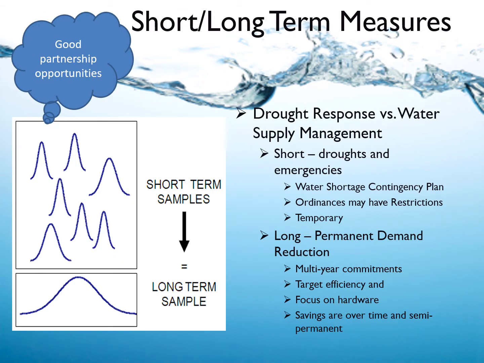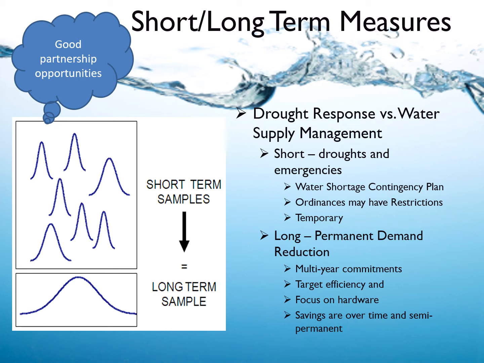So this is about short and long-term measures, which essentially is drought response versus water supply management. And that too is a little bit different concept to think about. Short term, we're talking about droughts and emergencies. An emergency might be an earthquake. That's the one that we prepare for most frequently. Or maybe a catastrophic fire. Up north a couple years ago, they had a lot of fires, and the fires were so hot that they burned all the pipeline in the ground. So that is still a short-term emergency until new pipe is laid, but it was a pretty dramatic one.